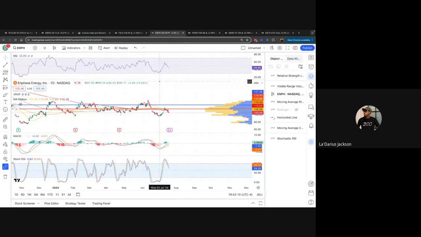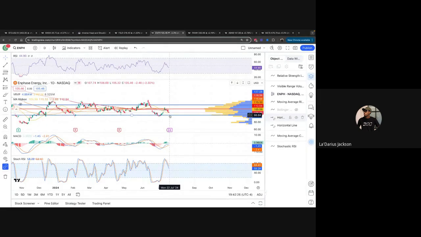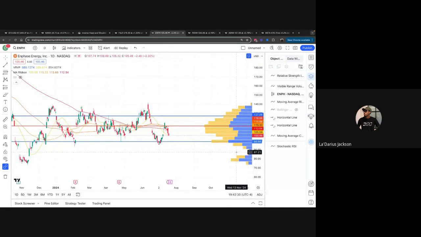You can also watch Enphase Energy, which is another one that has been consolidating for months, since December of '23. And I think that at this point, at about $98, if it breaks this $98, this is why I like the VRVP. If it breaks this level at 98, it could drop down into this gap and go all the way back down here to 77.